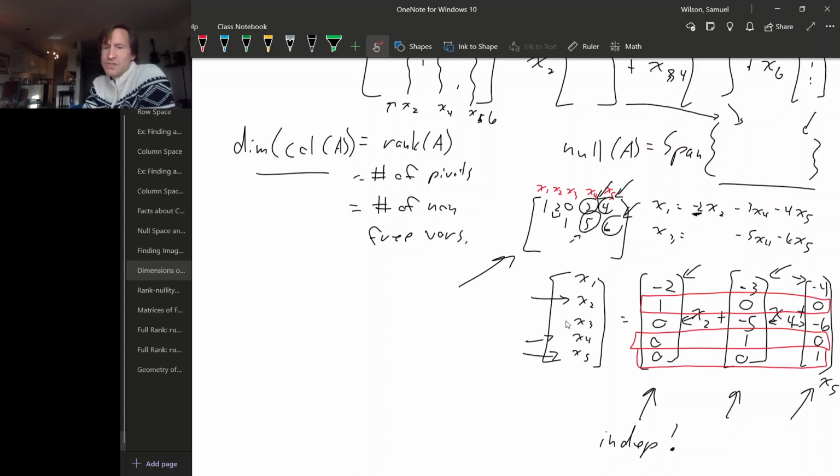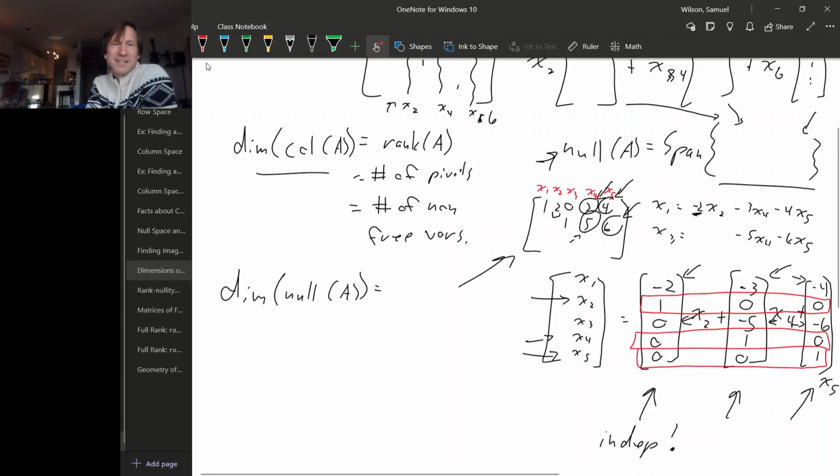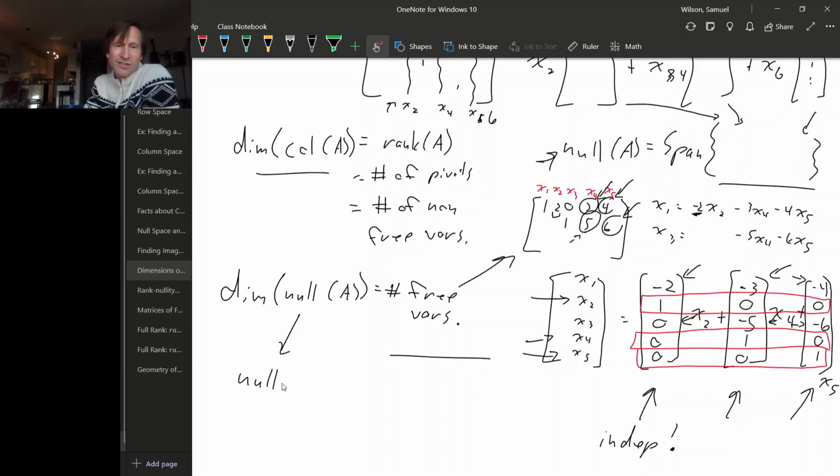So how many linearly independent vectors do we get as a basis for our null space? Well, what this shows us is that there's one linearly independent vector in this basis for every free variable. So the dimension of the null space is the number of free variables. All right. So that's interesting on its own, right? The dimension of the null space gets called the nullity of the matrix.